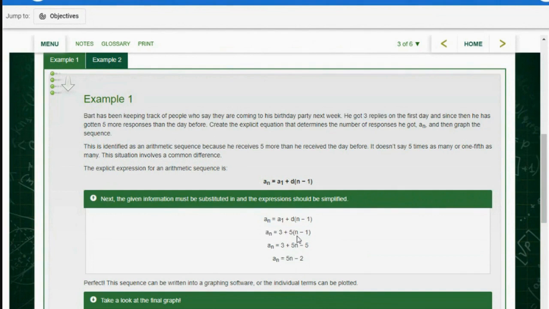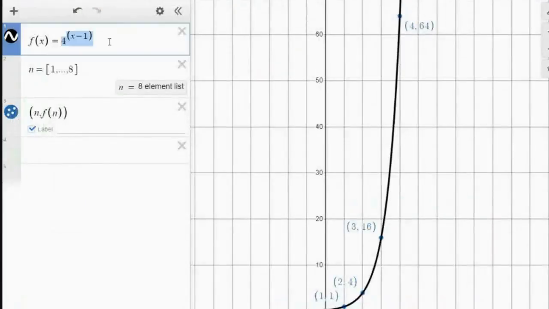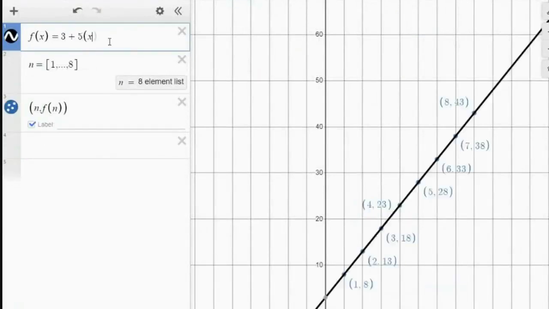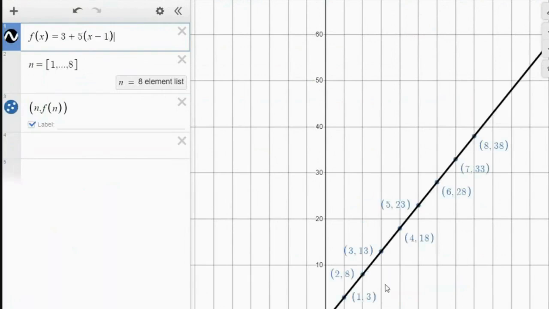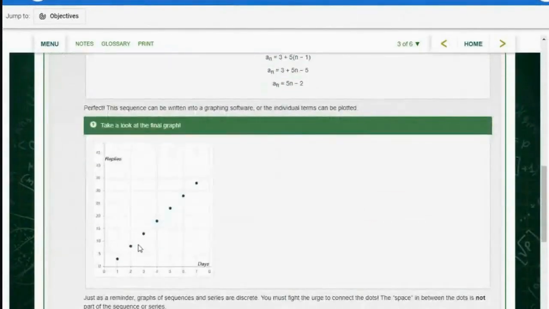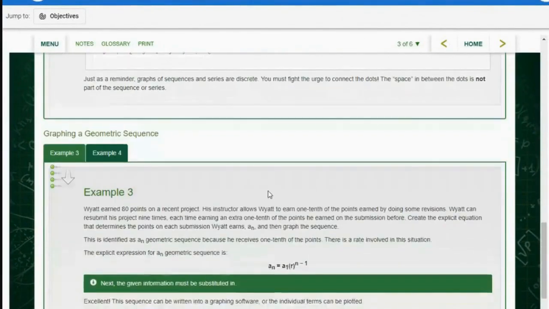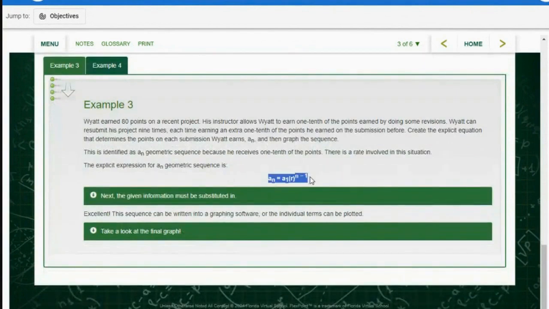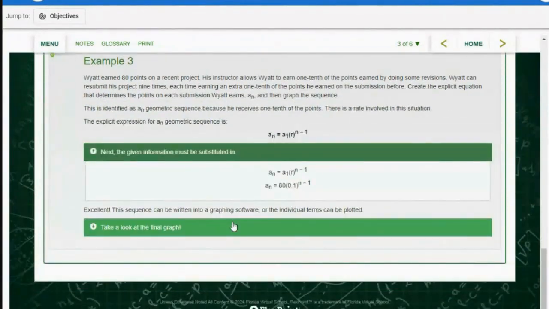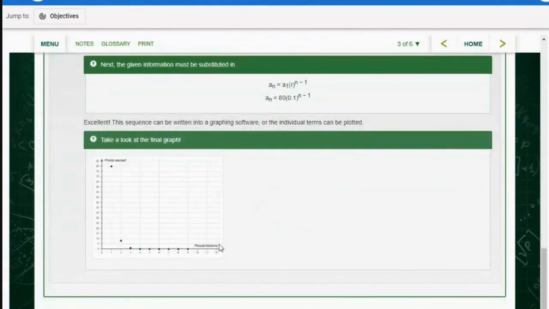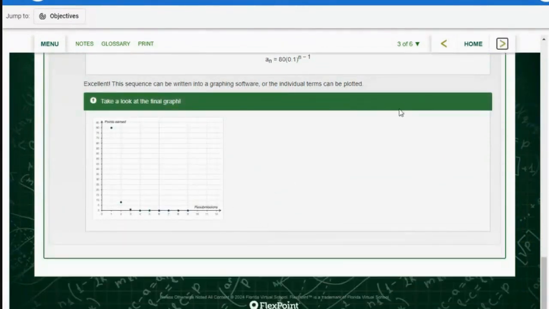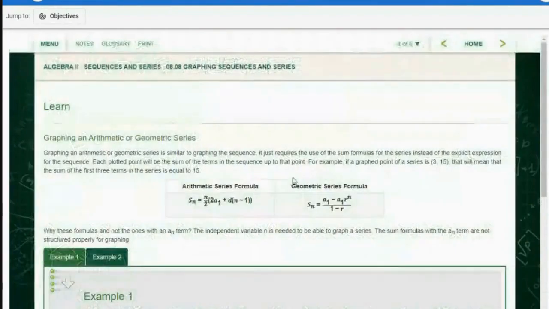So let's see. 3 plus 5(n minus 1). 3 plus 5, and we do x minus 1 since it's on Desmos. And there it is. He got 3 replies to his birthday the first day, then 8, then 13, then 18, then 23, then 28. Just put in the arithmetic sequence formula and let Desmos graph it. See, there's their graph. Looks just like our graph. All right, and geometric, same thing. Just put the formula in, and it will graph it. This one's the one that goes down. It's a decay.